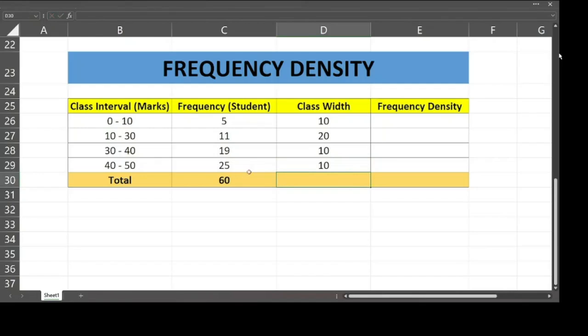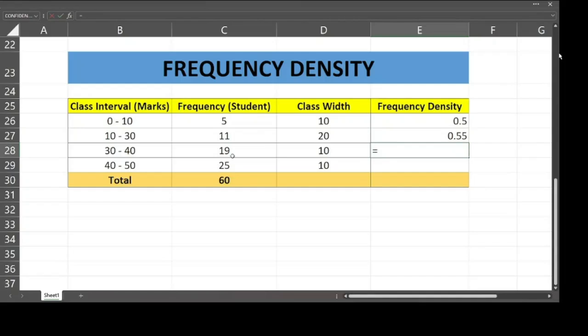After this, you need to calculate the frequency density, which is nothing but the frequency divided by the class width. For these class intervals, the frequency is 5 and the class width is 10. So for this second class, the frequency is 11 divided by the class width 20.